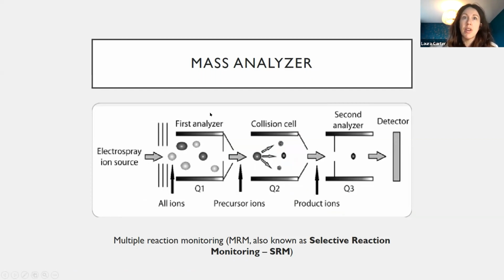And a common sequence here is you get a product ion scan, then you get a precursor ion scan, and then you get a neutral loss scan. And then it's followed by selected reaction monitoring or multiple reaction monitoring.